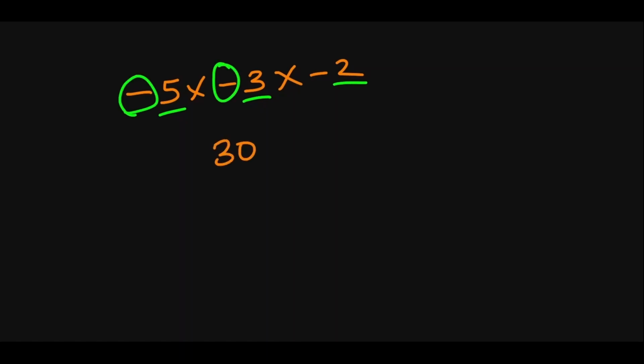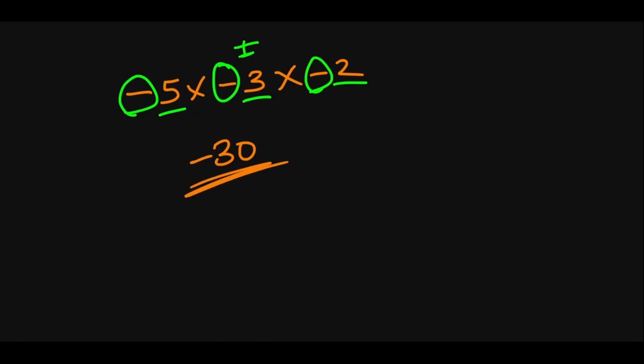Now look at this scenario. If you had minus 5 times minus 3 times minus 2. Now in this case, we multiply the numbers first. Let's get that out of the way. 5 times 3, 15. 15 times 2, 30. Now, minus times minus gives us plus. Then that plus times this minus still gives us minus. So the answer here is minus 30.